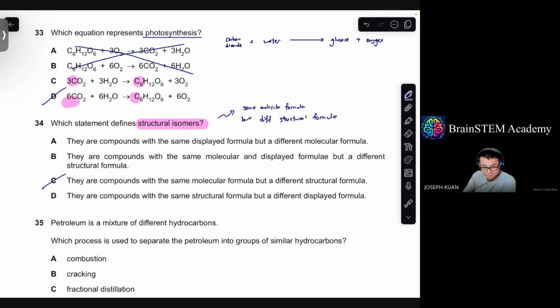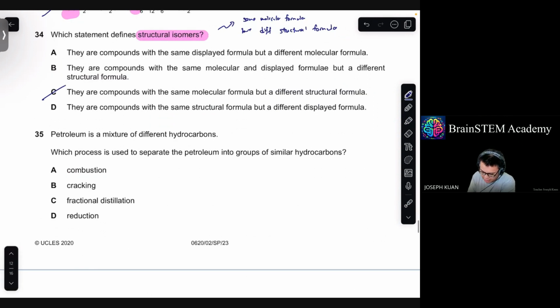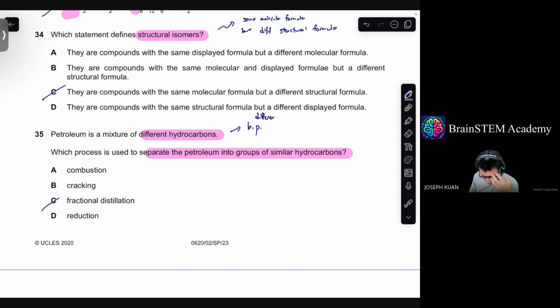Now, question 35. Petroleum is a mixture of different hydrocarbons. Which process is used to separate the petroleum into groups of similar hydrocarbons? This is by fractional distillation. The answer is C. Because essentially petroleum is a mixture, and all of these hydrocarbons have different boiling points. So you need to do fractional distillation in order to get the separation. All right, moving on to question 36.